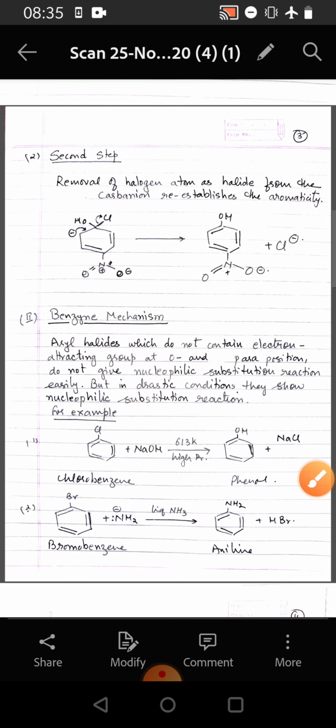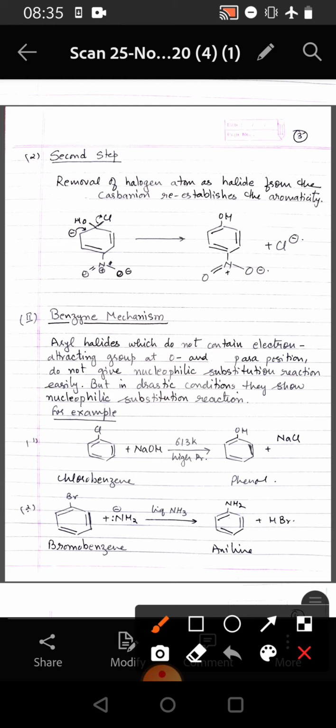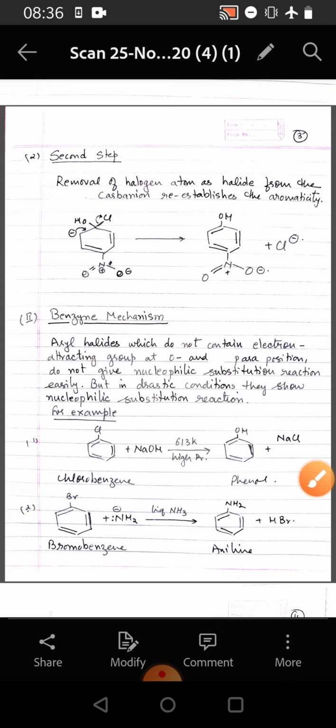In the second step, removal of the halogen atom as halide from the carbanion re-establishes the aromaticity. So here we see that the bond between the carbon and the chlorine shifts on the chlorine, and the chlorine is eliminated as chloride, and this negative charge, which is at the sixth position carbon atom of the benzene ring, shifts between C1 and C6 and forms a double bond there, and the aromaticity is re-established. Next we come to the benzyne mechanism.